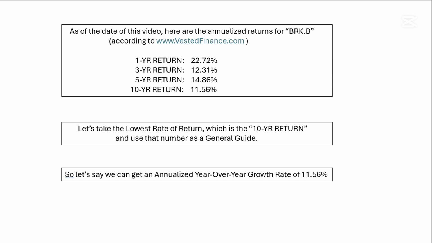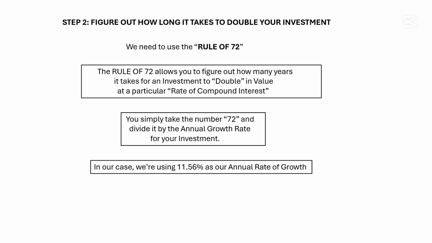Let's take the lowest rate of return, which is the 10-year return, and use that as our general guide. So let's say we can get an annual year-over-year growth rate of 11.56%. Now, step 2, figure out how long it takes to double your investments. In order to do this, we need to use the rule of 72.